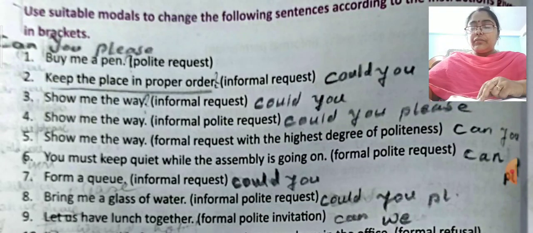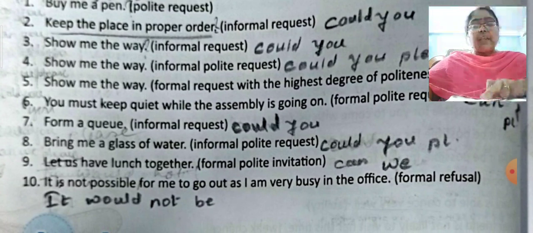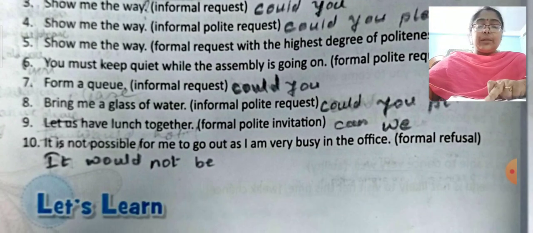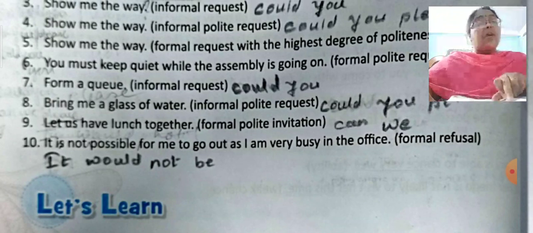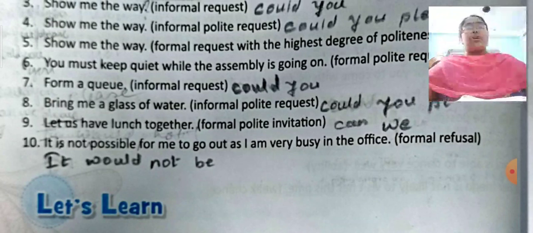Okay. Number 9. Let us have lunch together. Formal, polite invitation. Can we have lunch together? It is not possible for me to go out as I am very busy in the office. Formal refusal. What will we write? Sorry. Well, we will be writing one sorry here.